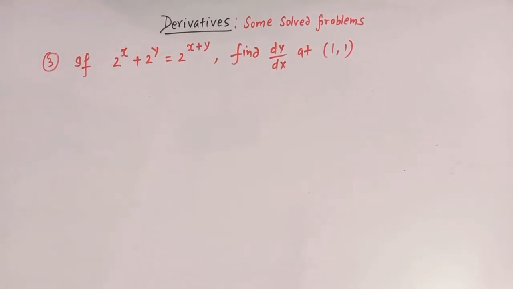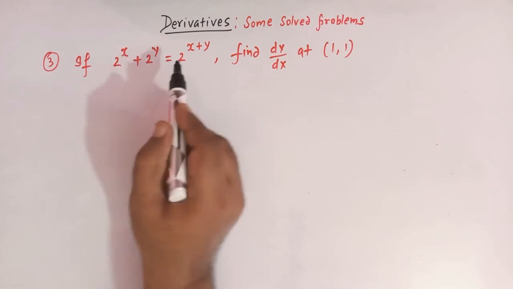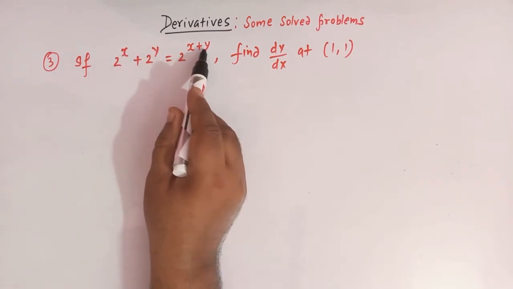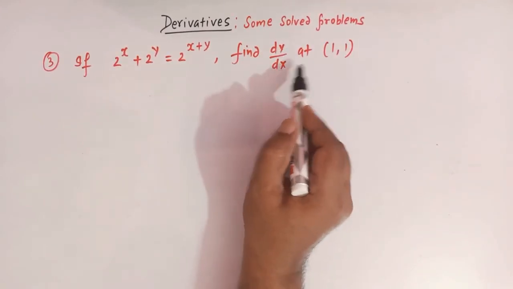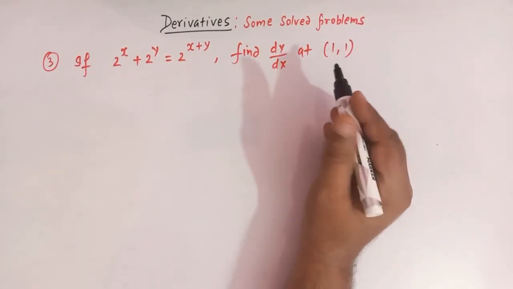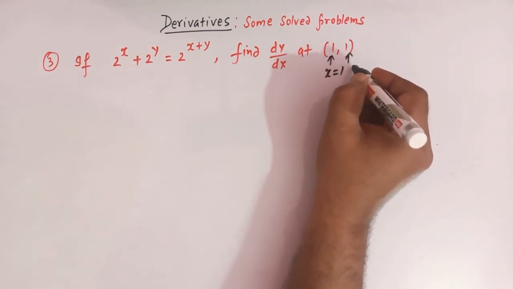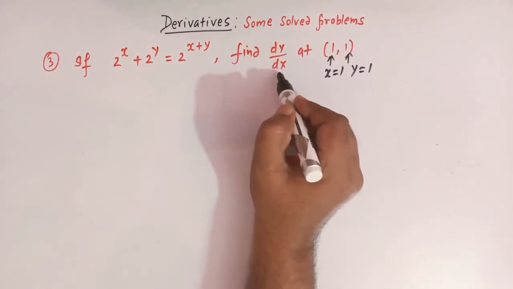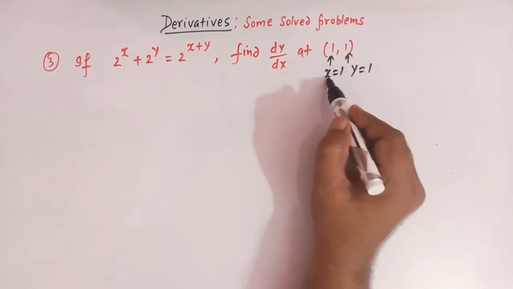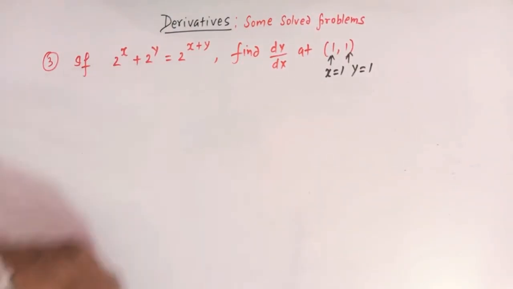So now let us take the third problem here. We are given, if 2 raised to x plus 2 raised to y is equal to 2 raised to x plus y, then we have to find dy over dx at 1 comma 1. So it means when x is equal to 1 and y is equal to 1. So we have to find the derivative of y with respect to x at x equal to 1 and y equal to 1. And we are given this expression.